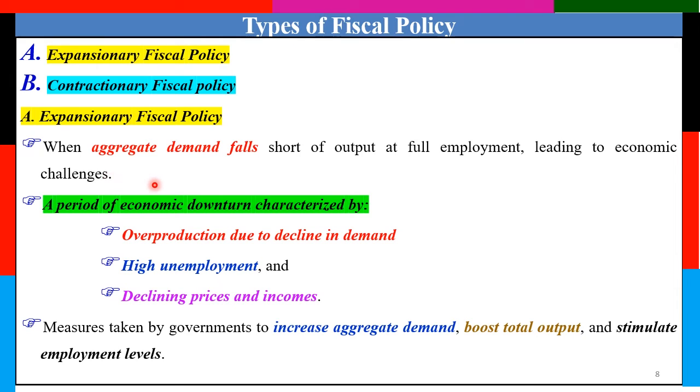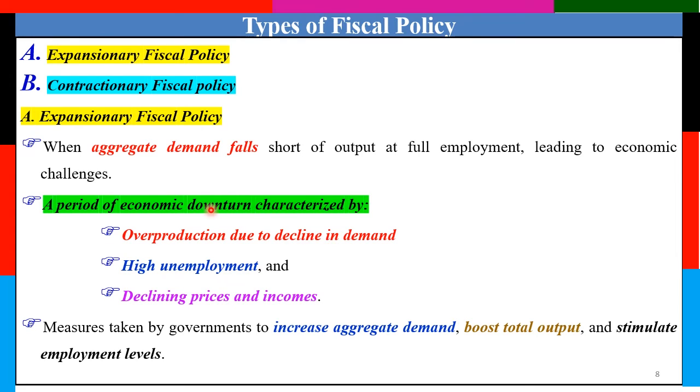So, a period of economic downturn, or when the aggregate demand has failed, is characterized by overproduction due to the decline in demand. Demand has declined, so production is high because no one wants this product. The product becomes what? Over.